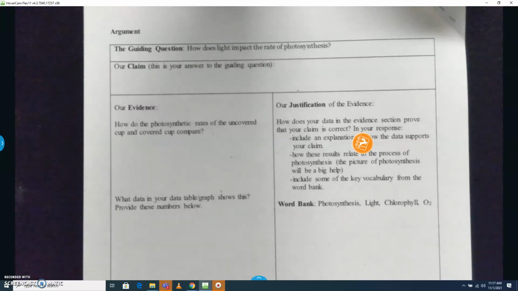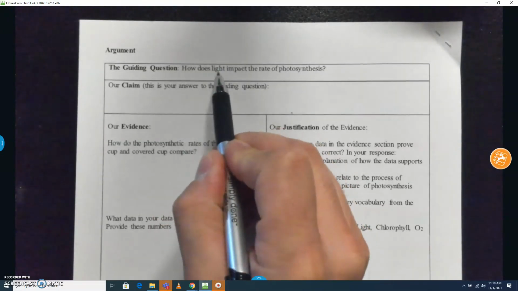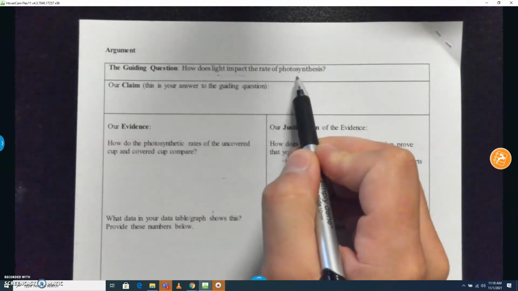So you should have your graph done, you should have your data table completed, and if so, you are ready to do the written part. Again, the guiding question we were looking at was, how does light impact the rate of photosynthesis?